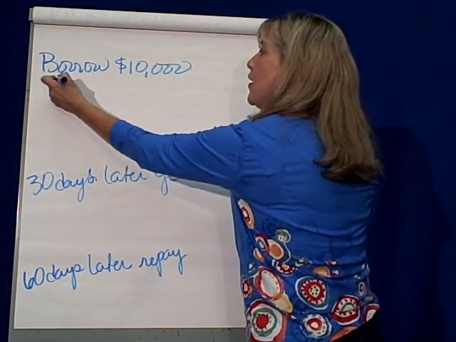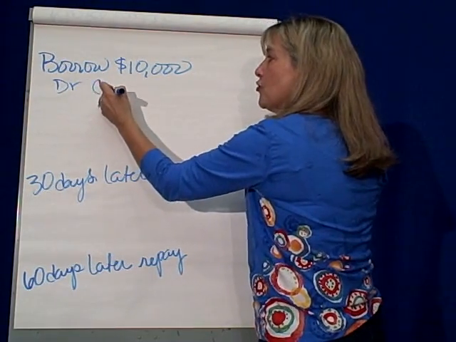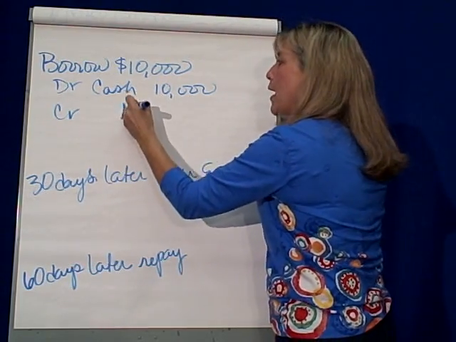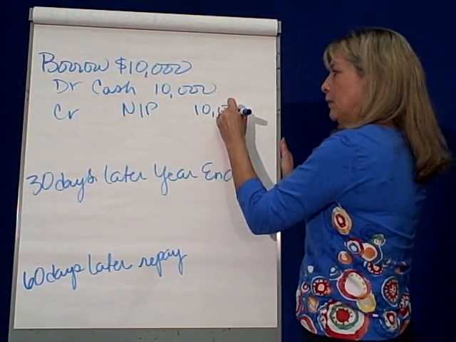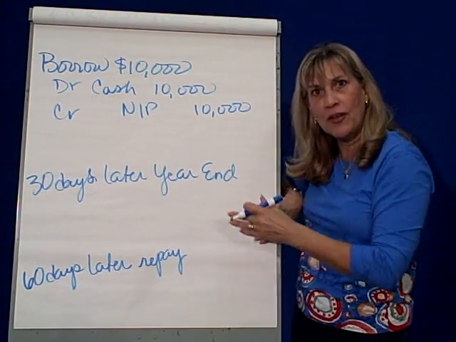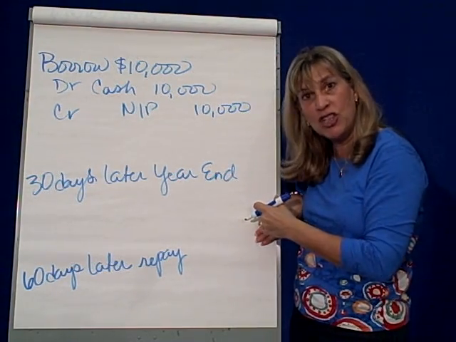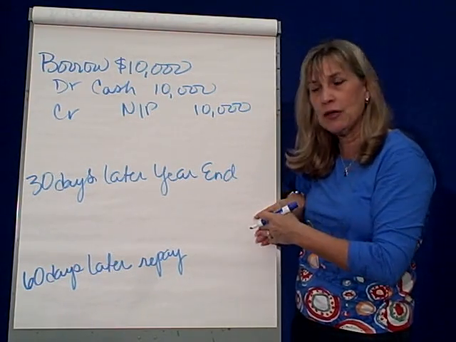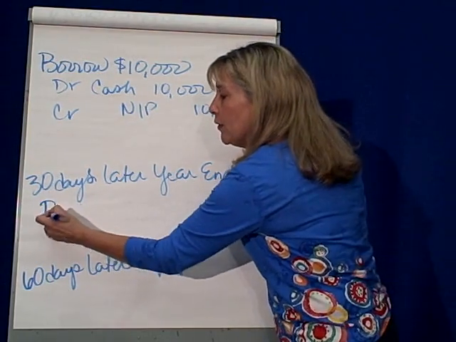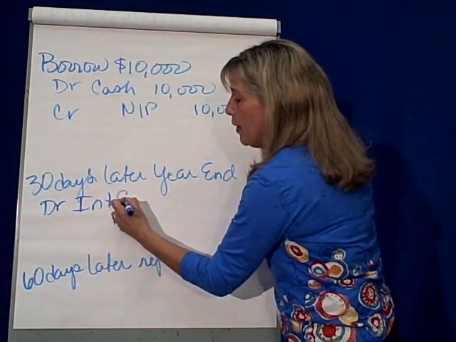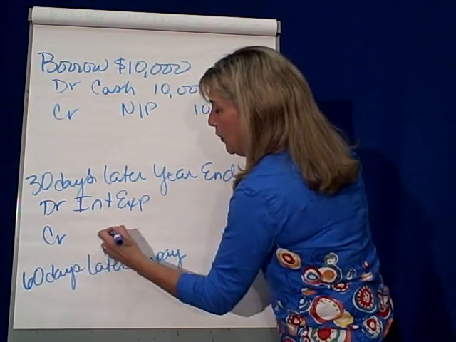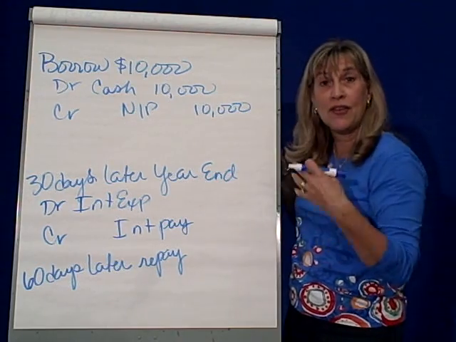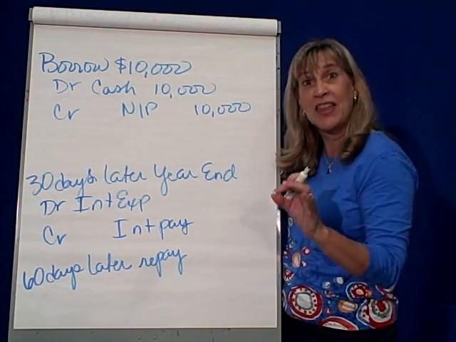So when we borrow the $10,000, it's still debit cash, $10,000, credit note payable, $10,000. 30 days passes, it's now year end, and we have to include this year what we owe for this year, and so we've accrued interest through year end, which means that it's debit interest expense and credit interest payable, because we're not paying it, we're just recognizing our legal obligation, the estimate.